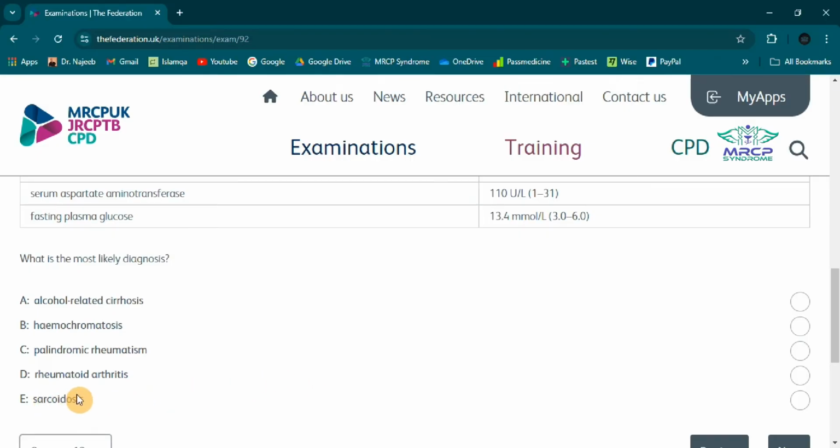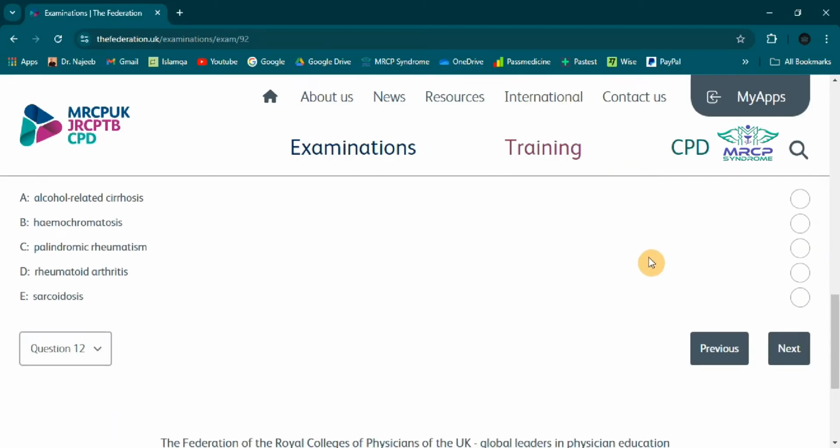Sarcoidosis can affect multiple organ systems, including the liver, but it usually does not cause hepatosplenomegaly, and it is usually related to respiratory or constitutional symptoms. Joint involvement can occur in sarcoidosis, but it typically involves the large joints. It usually does not involve the MCP joint, and most of the features would be related to pulmonary involvement. So this is our hemochromatosis.